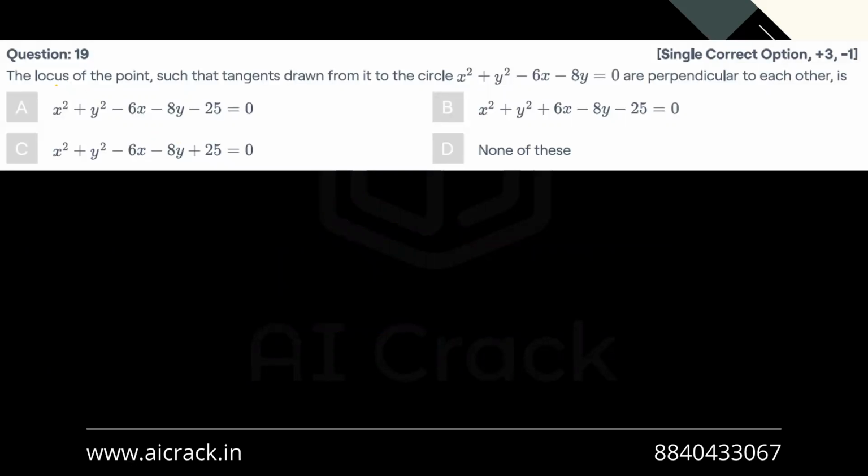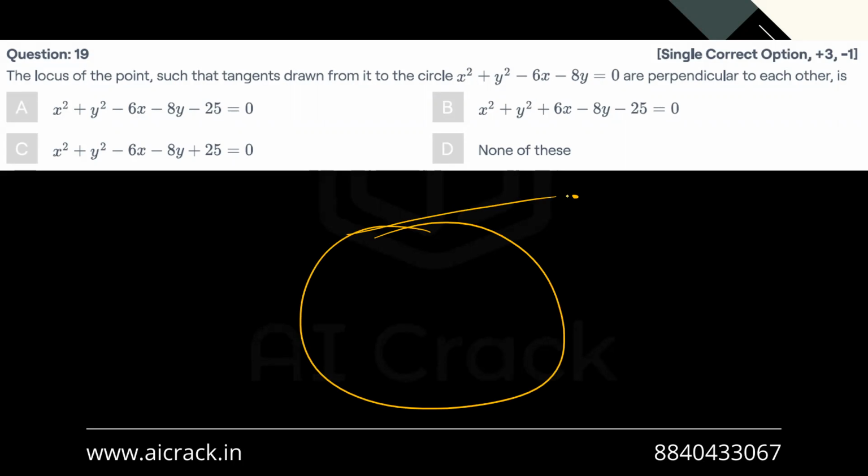Now let's look at question number 19. The locus of the point such that tangents drawn from it to the circle x square plus y square minus 6x minus 8y are perpendicular to each other. So basically we're talking about the director circle over here. So this is our circle, and we have to find out the locus of all those points from where we drop the tangents that are perpendicular to each other. So we can find out all these points like this.